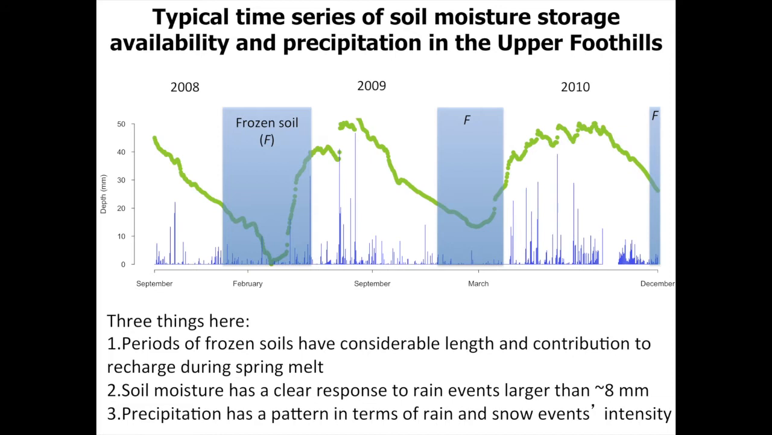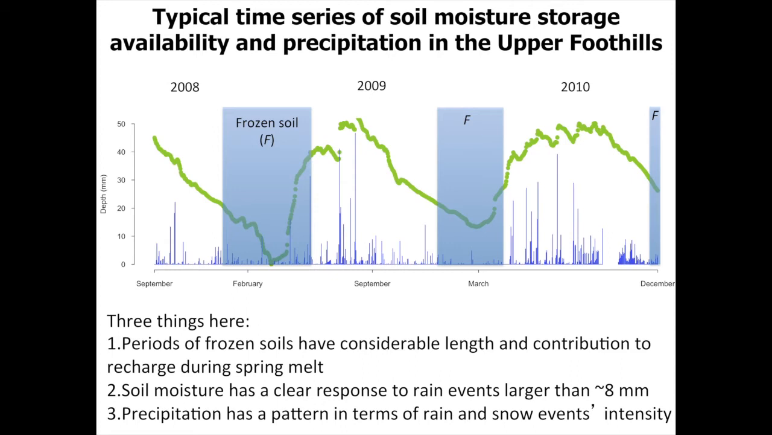The main idea here is to show that the periods of frozen soil and snowfall have a substantial length in the year span of these kinds of systems. And the latter components have a critical role in the soil moisture recharge dynamics of this kind of system. So the upper foothills is considered a snowmelt or spring melt dominated system. That's pretty important to recognize.